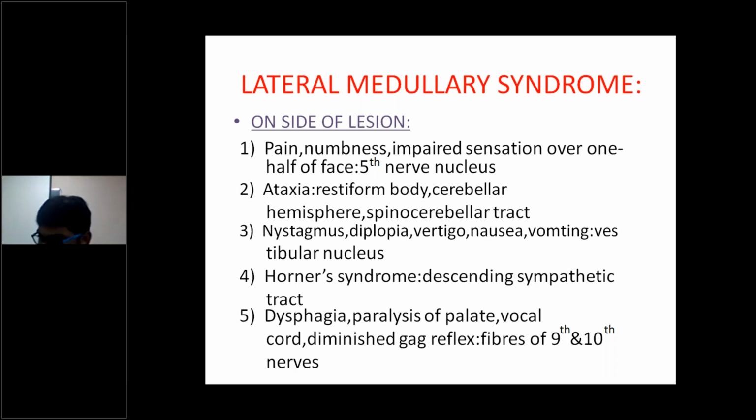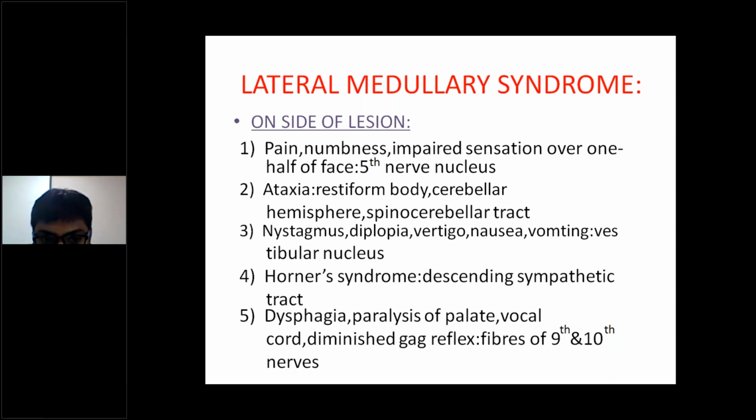So pain, numbness, and impaired sensation for one half of the face are due to the involvement of the 5th cranial nerve nucleus. As we have discussed, the spinal tract nucleus of the 5th cranial nerve is in the lateral part of the medulla. So the lateral part of the medulla is affected.